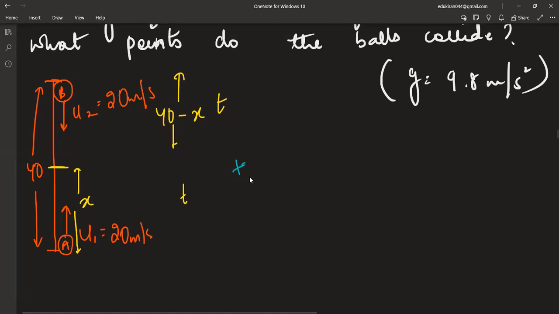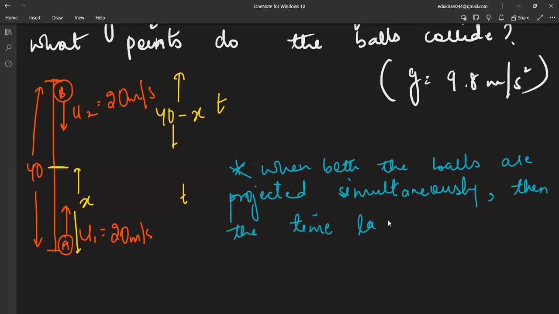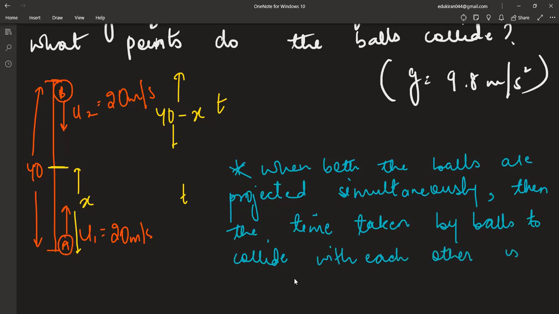Okay, see, I'll write down this point. When both the balls are projected simultaneously, then the time taken by the balls to collide with each other is the same. Because when the time will be same, then only both of them will collide.